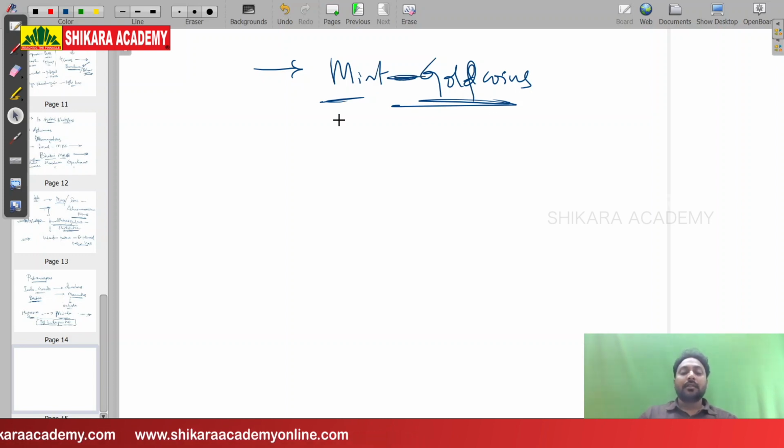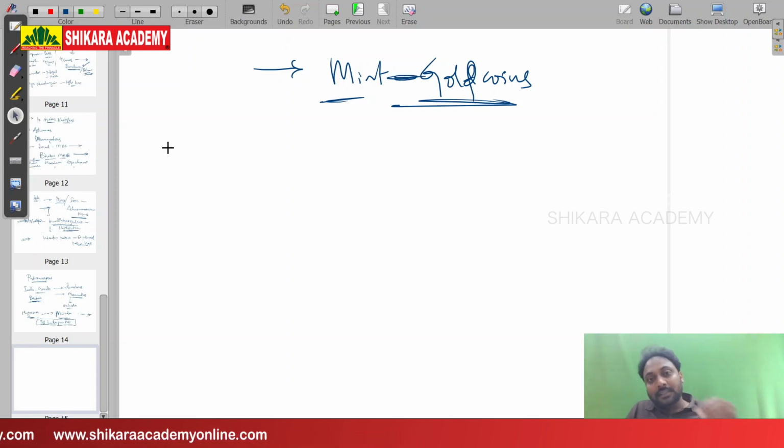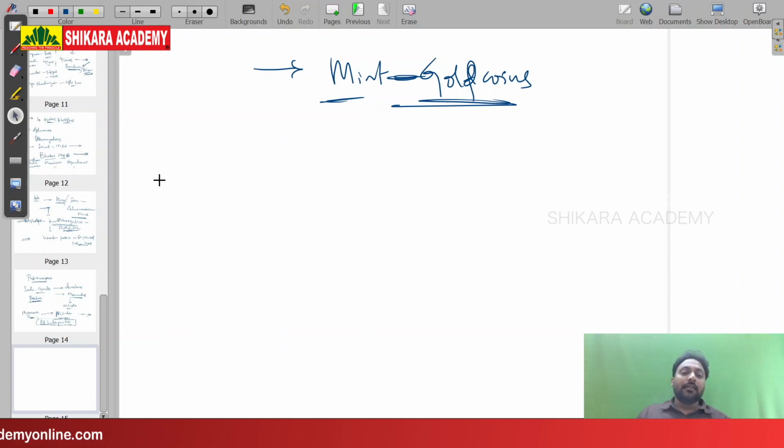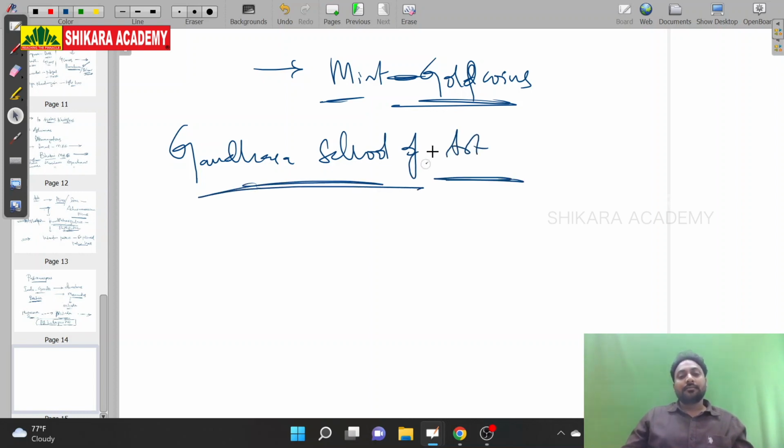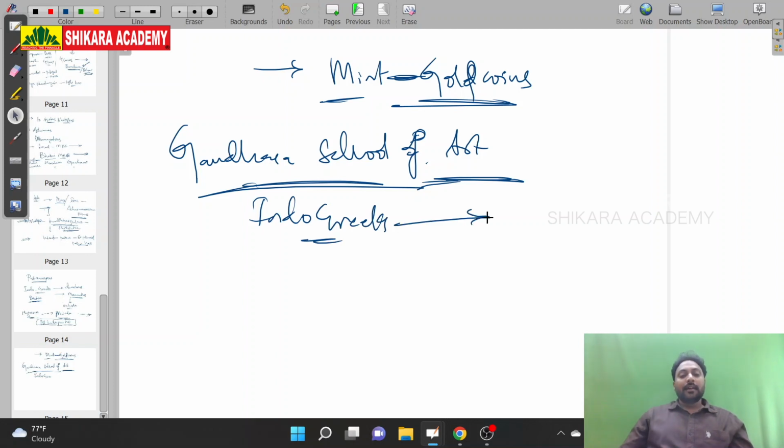Mint the gold coins. The Indo-Greeks are the first in India to mint gold coins. Then the most important one, Gandhara School of Art. This Gandhara School of Art was developed by the Indo-Greeks and later developed by the Kushans.